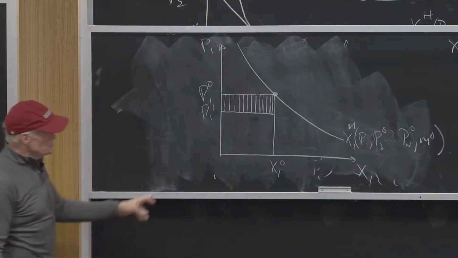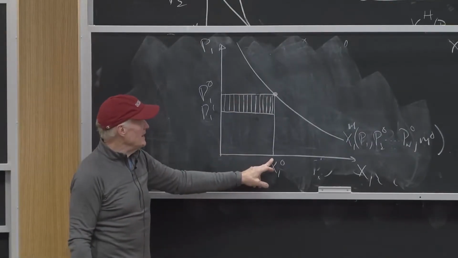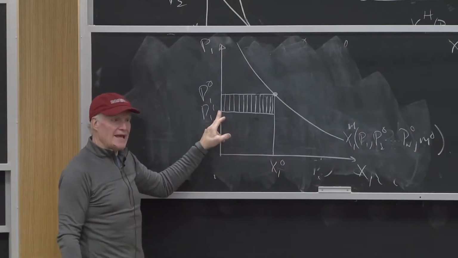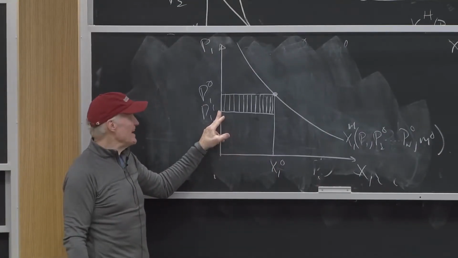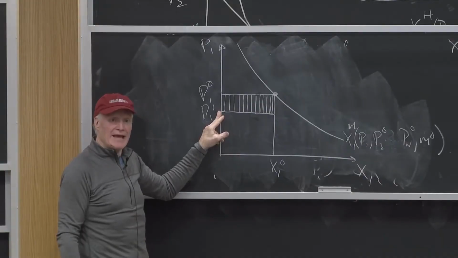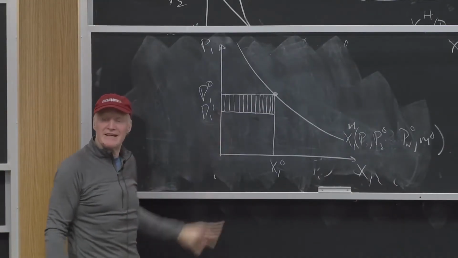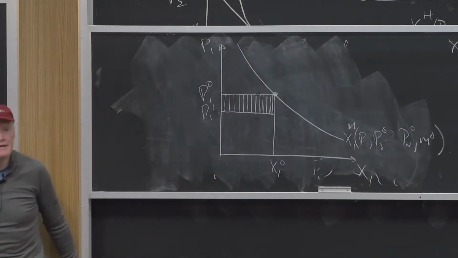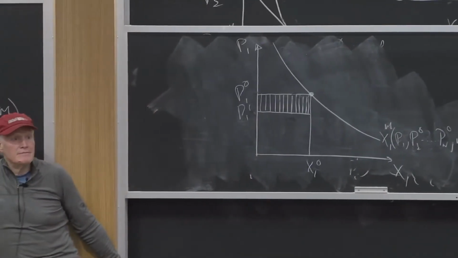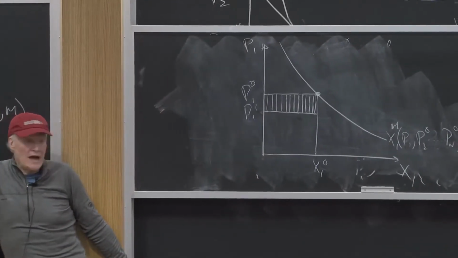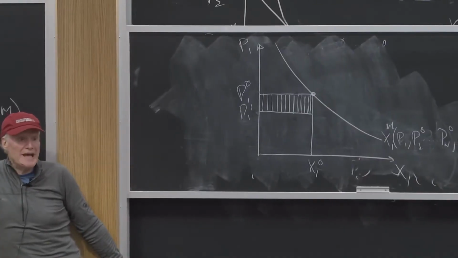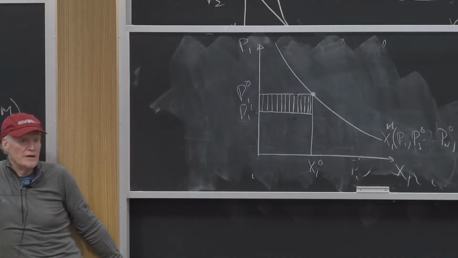If I use the period one quantity to measure my gain, I'm going to tend to understate my gain from the fall in price, right? Why does it tend to understate my gain? It says that's how much you'd gain if you couldn't substitute at all. It misses the substitution.